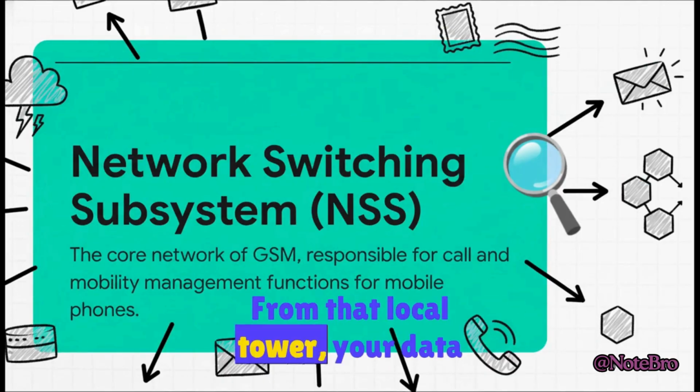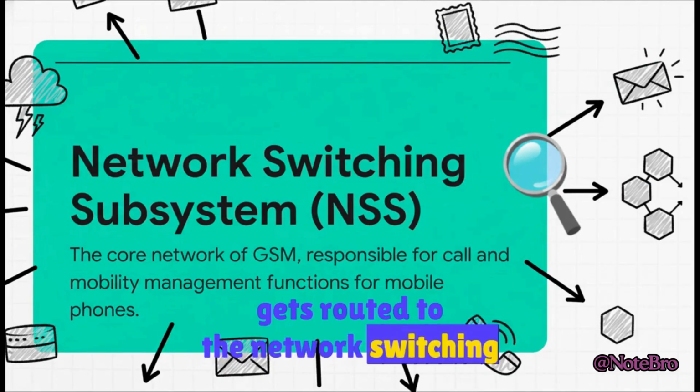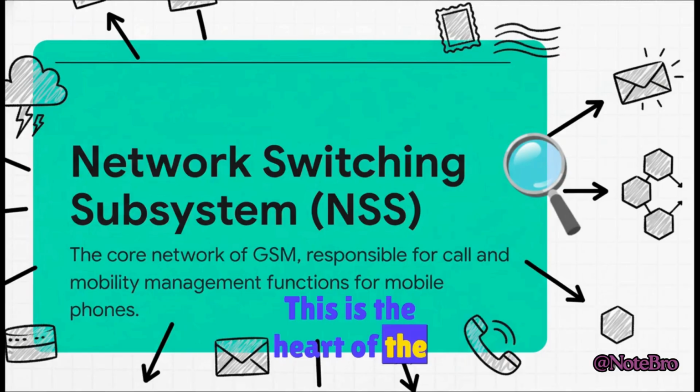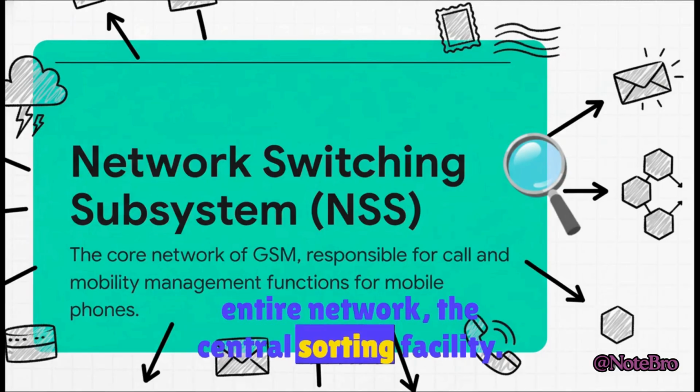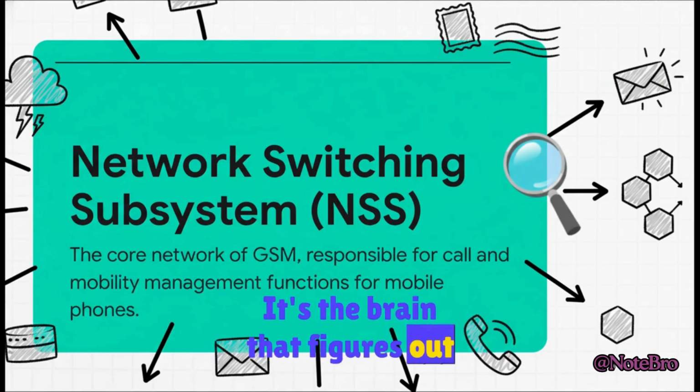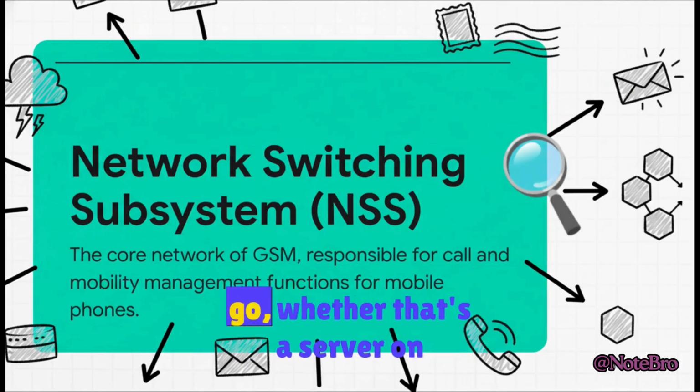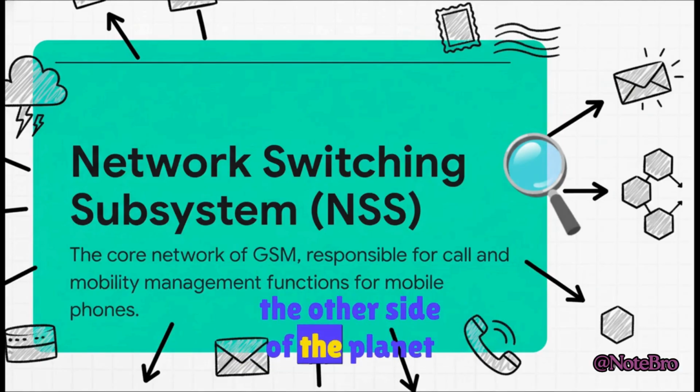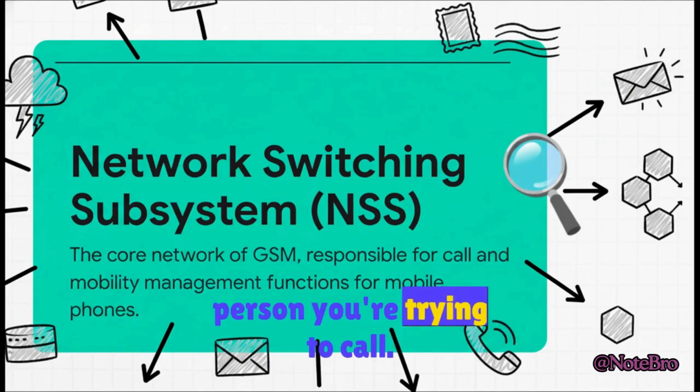From that local tower, your data gets routed to the network switching subsystem. This is the heart of the entire network, the central sorting facility. It's the brain that figures out exactly where your request needs to go, whether that's a server on the other side of the planet or just the phone of the person you're trying to call.